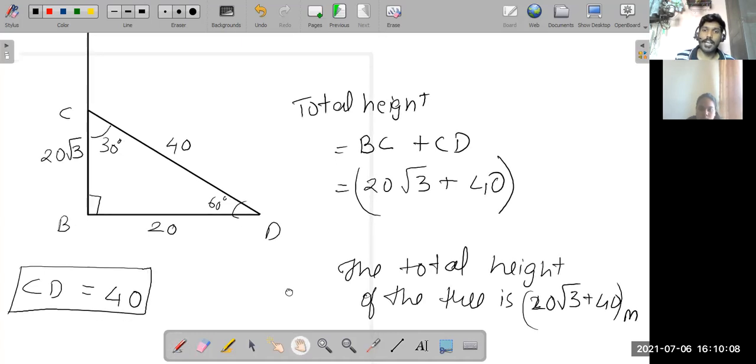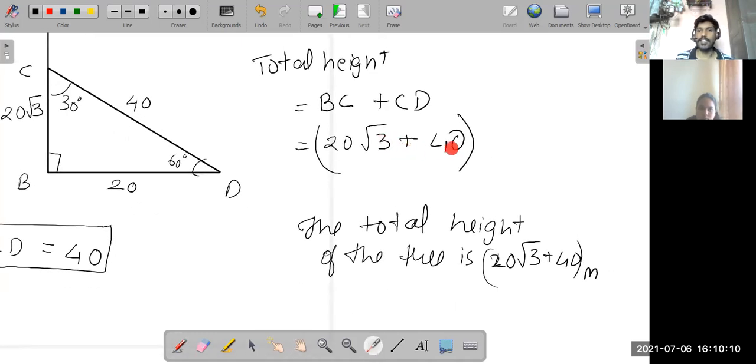This is the total height of the tree, because they are unlike terms, not the same terms. It is not possible to add different terms. Why are they different? Because here root 3 is there, while here the root is absent. So you cannot add. Whenever you get terms like this, you leave it as it is. Finally, we can say that the height of the tree is 20 root 3 plus 40.